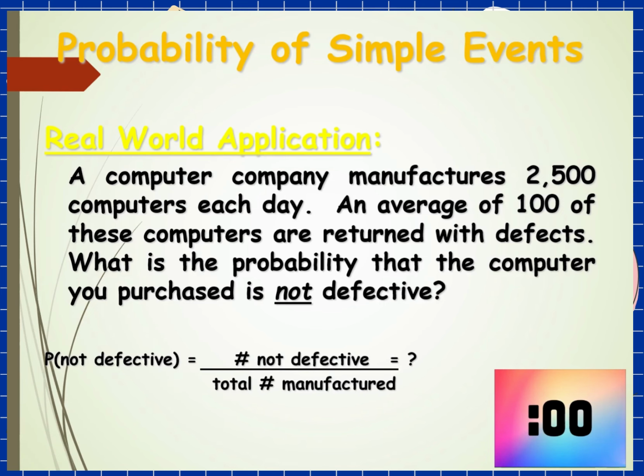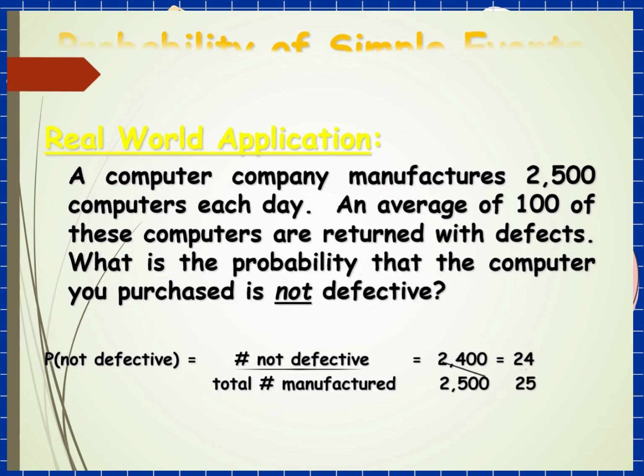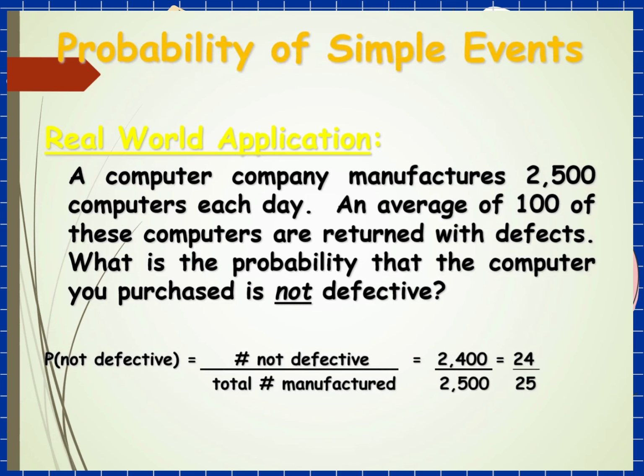Okay, time's up. Let's see if the answer is correct. The correct answer is, the probability of not defective is equal to the number of not defective over the total number manufactured, which is equal to 2,400 over 2,500. If we simplify it, it becomes 24 over 25.